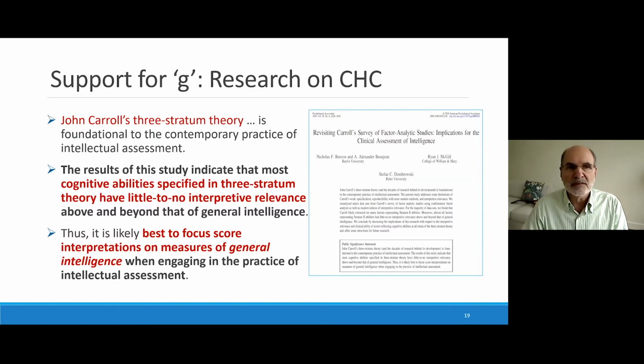And what did Benson, Beaujean, Brian McGill, and Stefan Dombrowski find? They found that this multiple dimensional approach, that's basically CHC, does not have enough specific variance after general intelligence has been partialed out to be interpreted. That's a very powerful finding.